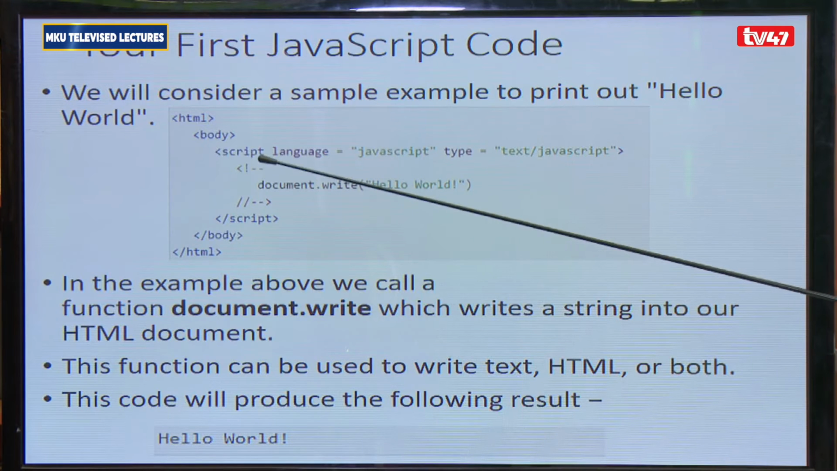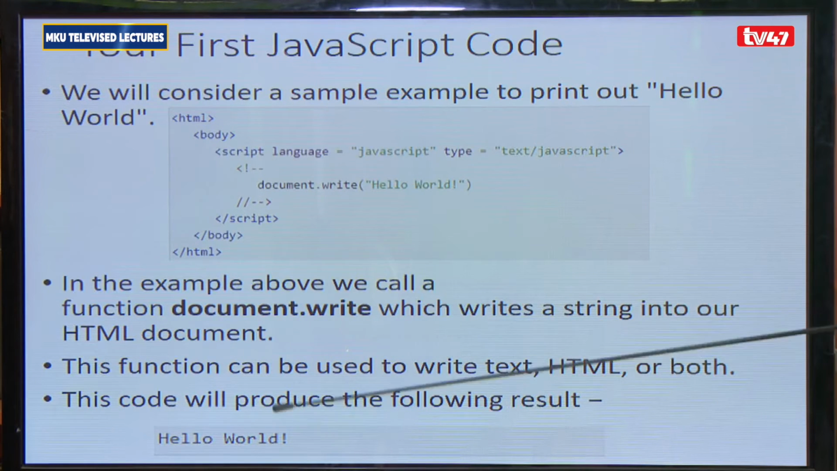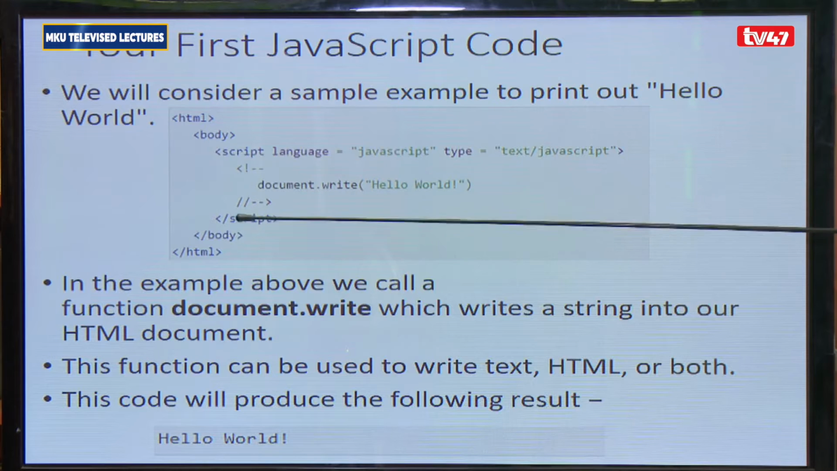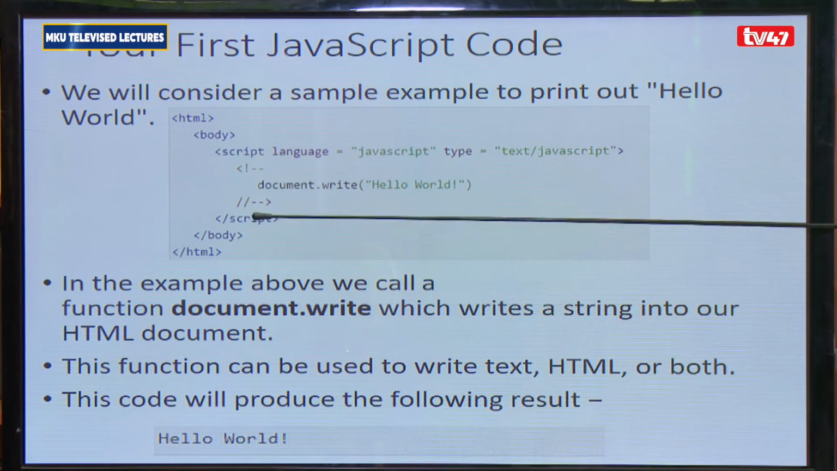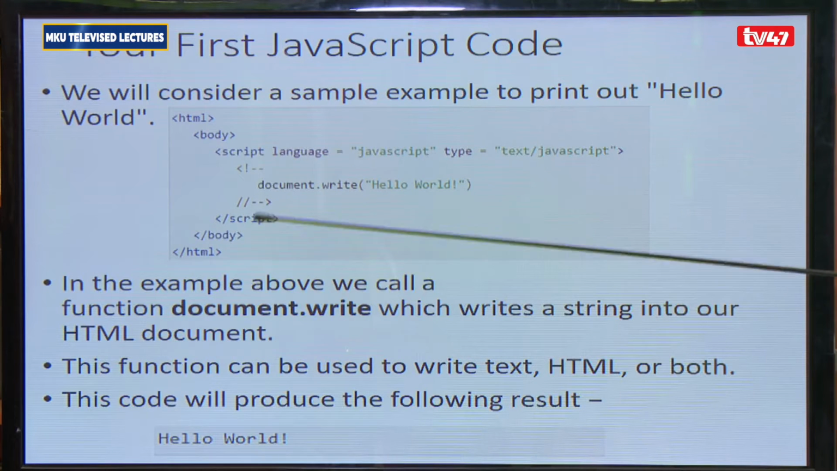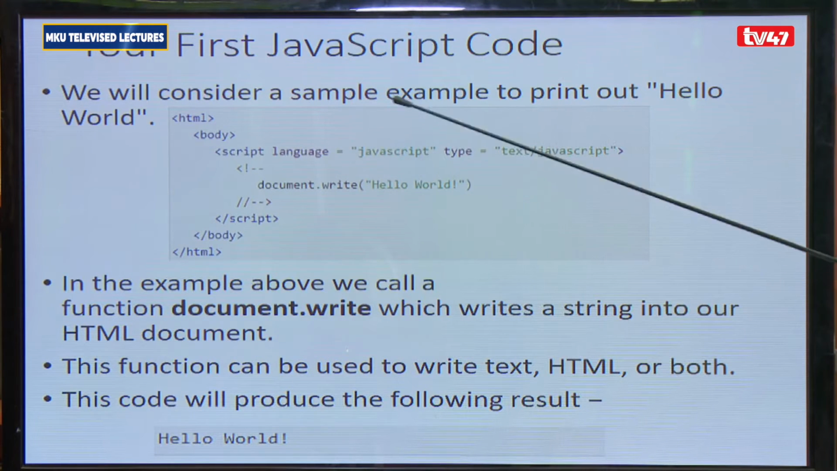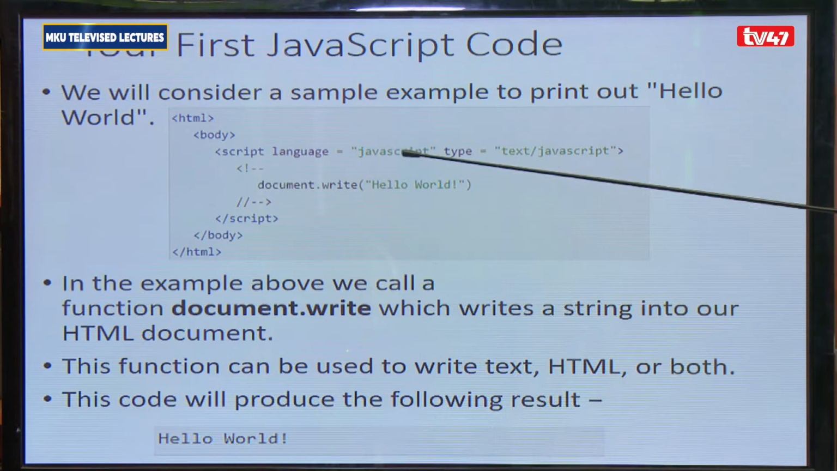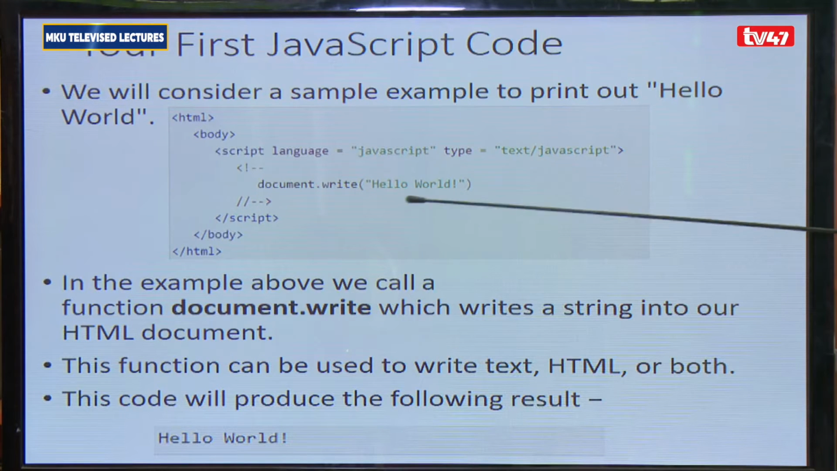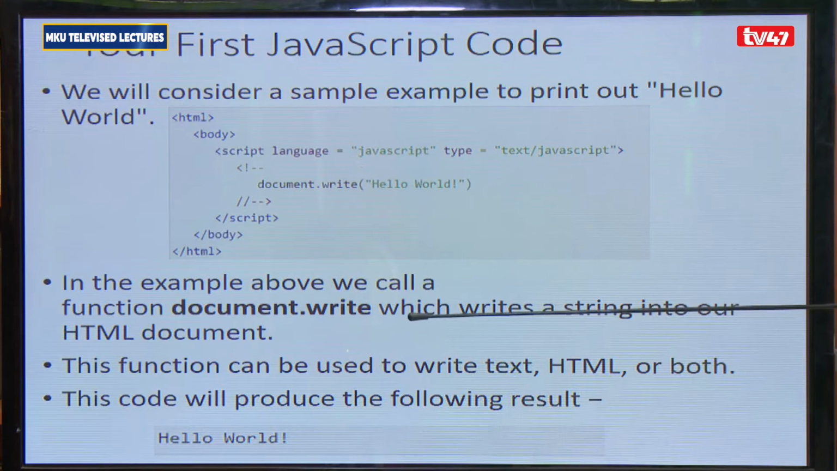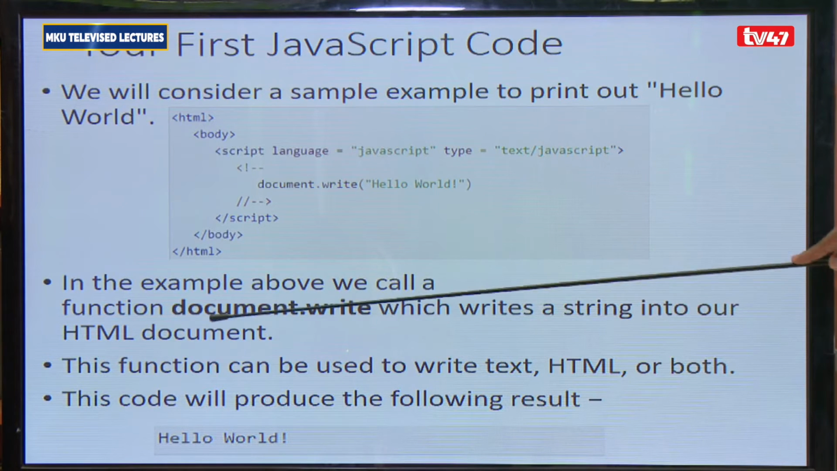Then we have the JavaScript. We've said JavaScript code is put inside the script tag. We have the opening script and the closing script tag. Here we have said script takes two attributes, language and type. So language here is set as JavaScript, and type here is set as text/JavaScript. Then we have a new function called document.write that writes a string on the screen. We will explain it here.